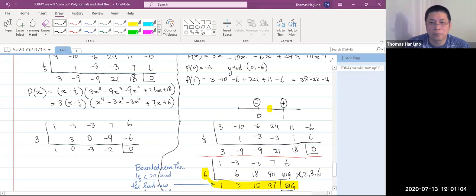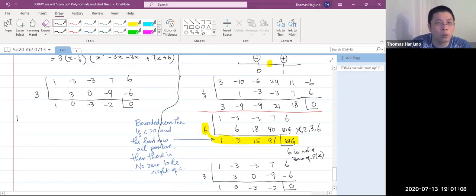Now this is degree 3, because we have factored it in a way that px equals 3 times x minus 1/3, x minus 3, x cubed minus 3x minus 2.